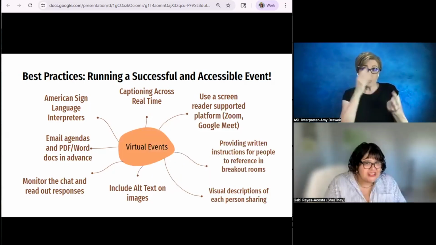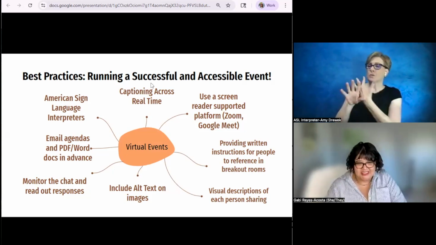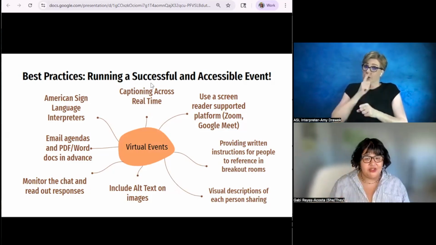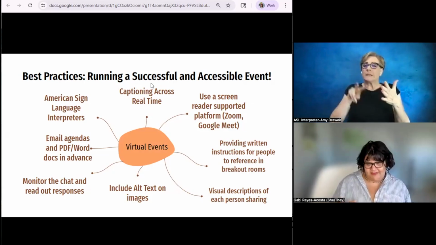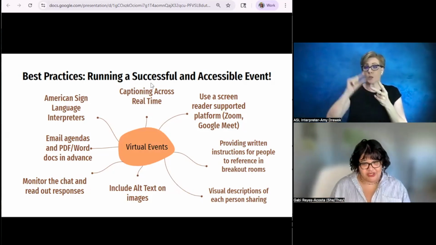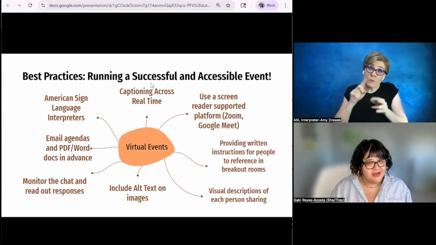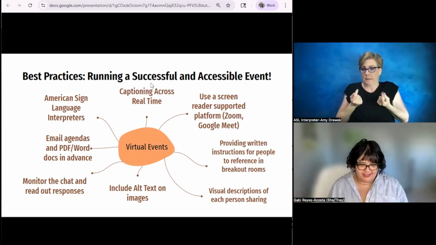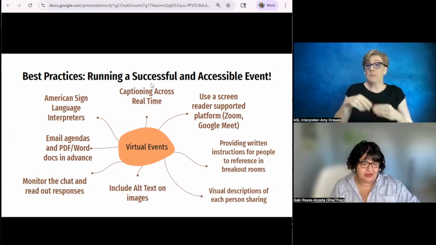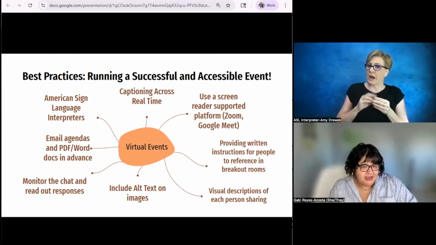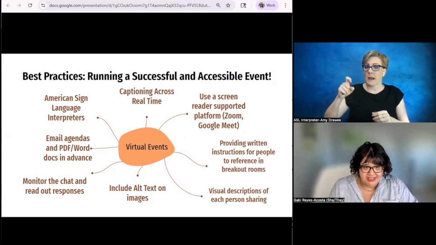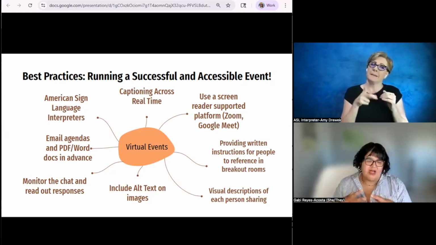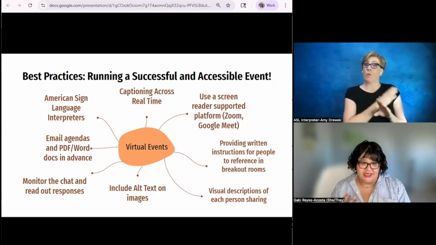For virtual events, it's very similar. So ASL, CART captioning, ensuring that you're using a platform that is screen reader supported. So that can be Zoom, Google Meet, for example. It's providing written instructions for people to reference when they're in breakout rooms. So you're not just sending folks to a breakout room without them knowing what they're doing or having access to your instructions. It's also visual descriptions of each person sharing, including alt text on images, monitoring the chat and reading out responses. It's emailing agendas in PDF or Word docs in advance. So there are a few differences, but also a lot of similarities between virtual and in-person events.